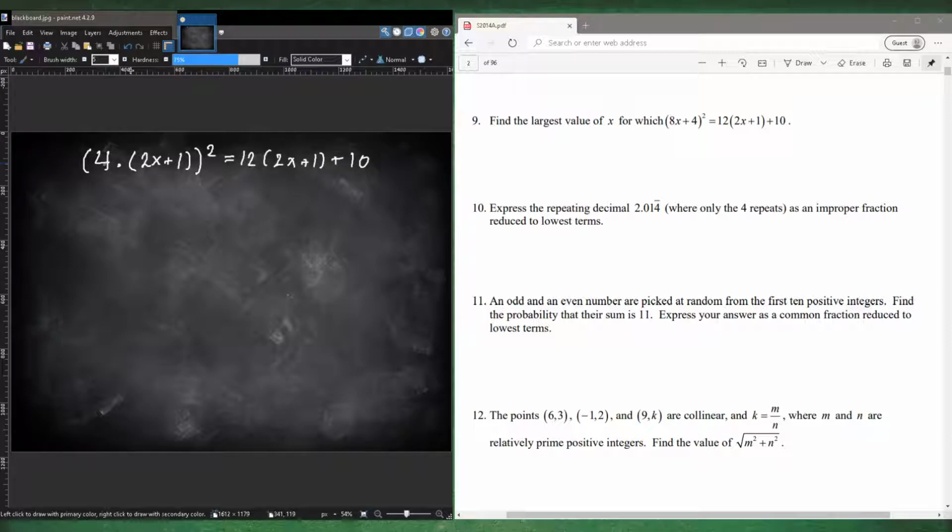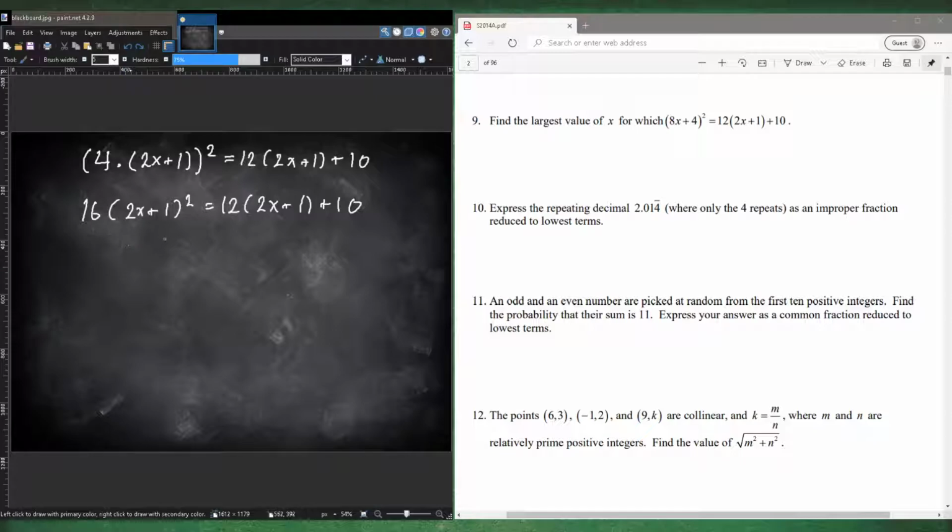Now you can move the 4 outside the parentheses. When you move the 4 out of the parentheses, it also takes the exponent of 2, so 4 squared is 16. 16 times (2x plus 1) squared is equal to 12 times (2x plus 1) plus 10. And now you notice something: 2x plus 1, 2x plus 1. There's our exponent, and this one's linear, so it's got to become a quadratic.